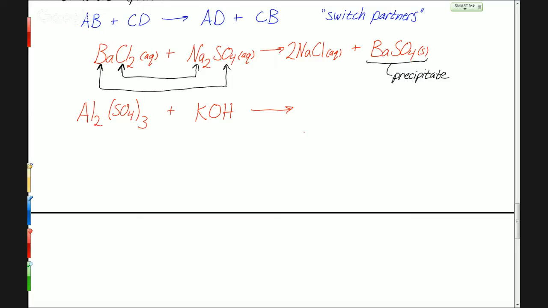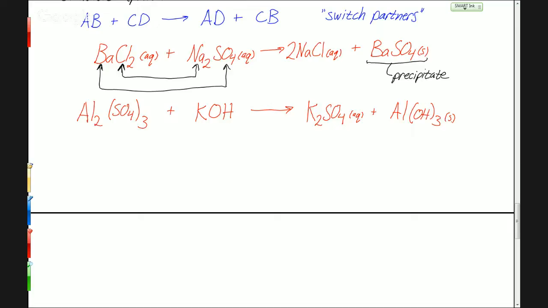So we've got potassium sulfate, which is K2SO4. And we've got aluminum hydroxide, which is Al(OH)3. Aluminum's still +3, so we need 3 OHs to offset it. And that is a solid precipitate.